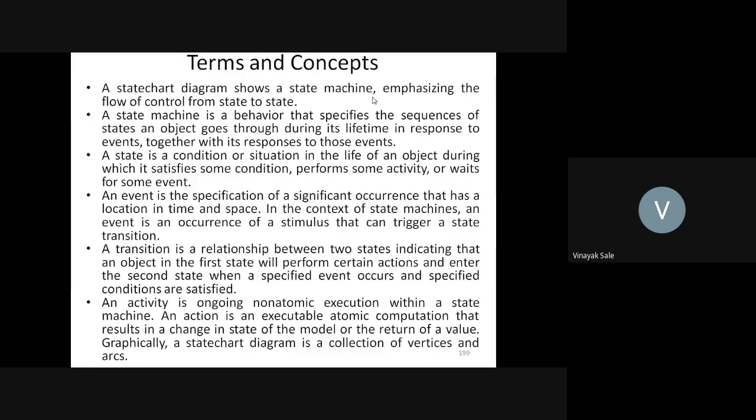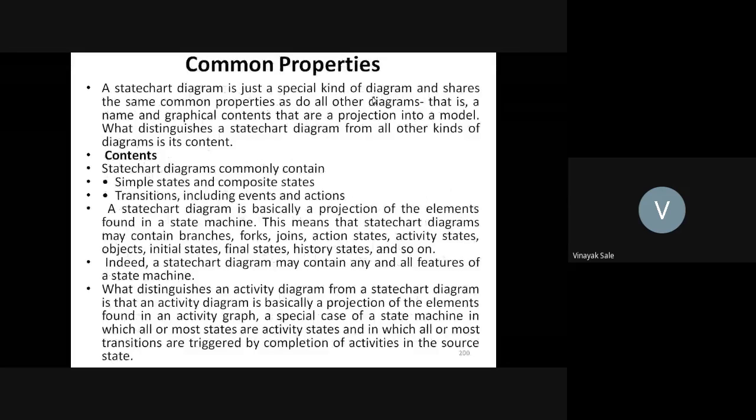Graphically, a state chart diagram is a collection of vertices and arcs. A state chart diagram is just a special kind of diagram and shares the same common properties as all other diagrams, that is, a name and graphical contents that are projections into the model. So what are the contents? State chart diagrams commonly contain simple states and composite states, and transitions including events and actions.